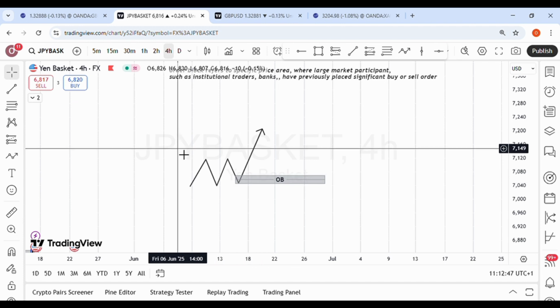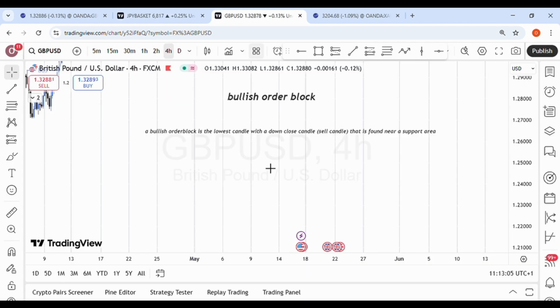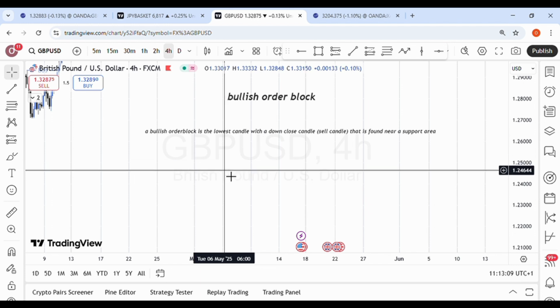Now, we have two types of order block. We're going to do a chart illustration very soon. We have a bearish order block and a bullish order block. So, starting with the bullish order block: a bullish order block is the lowest candle with a down close, a sell candle. You understand? Now this is found near a support area.